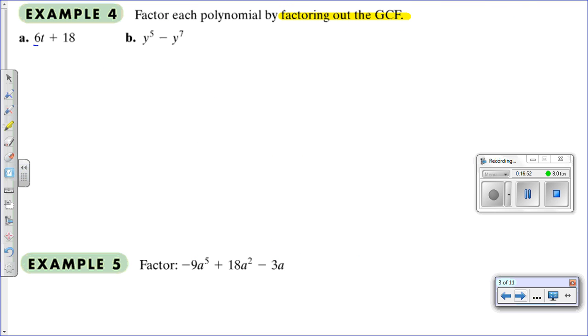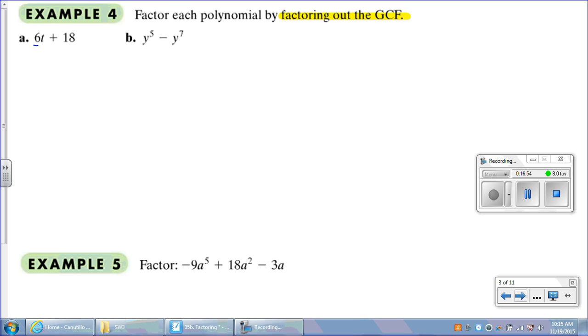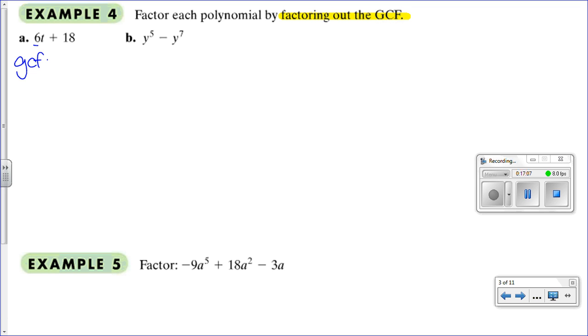All right, so we have 6. And then here, one way to check is you look at the lowest number, and then you ask yourself, could that number divide the other one evenly? And the answer is yes. So 6 could divide 18. So in this case, the GCF will be 6. Do we need a variable there? No, because 18 does not have a variable.